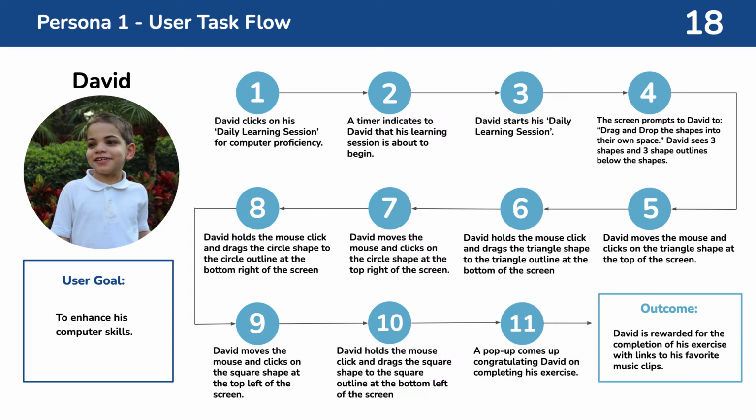And here is David's user task flow. Once David logs in, he'll click on his daily learning session to start his exercise for the day. Every kid that uses Cloud Autism will have different needs and end goals based on their current proficiency levels. So in David's case, his exercise involves dragging shapes into shape outlines.